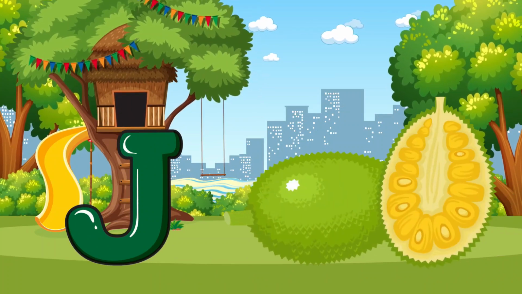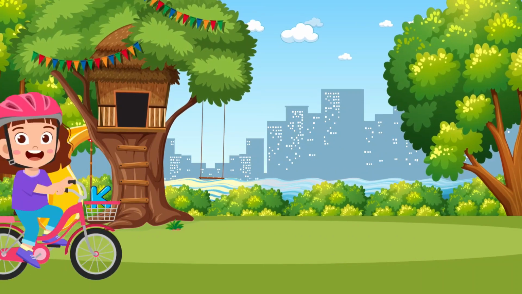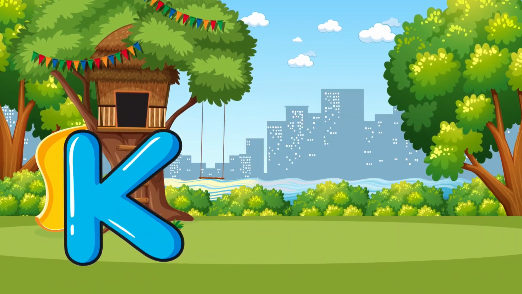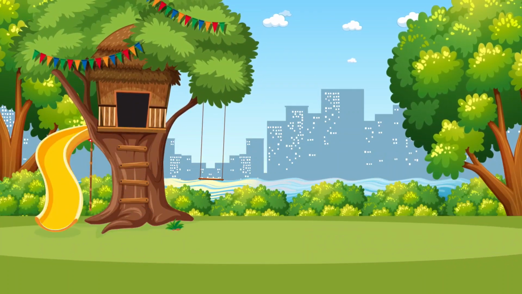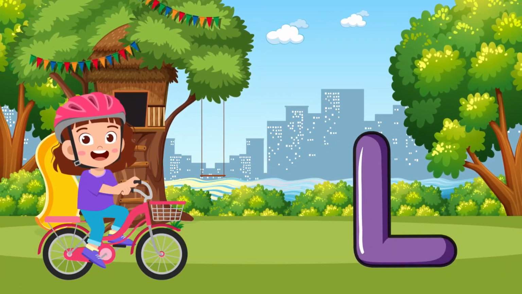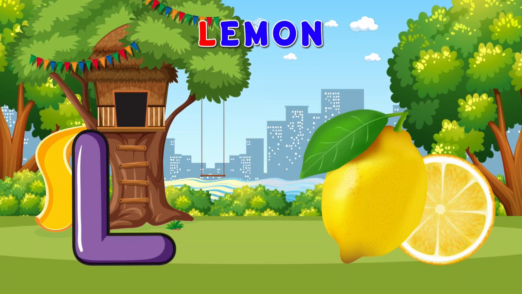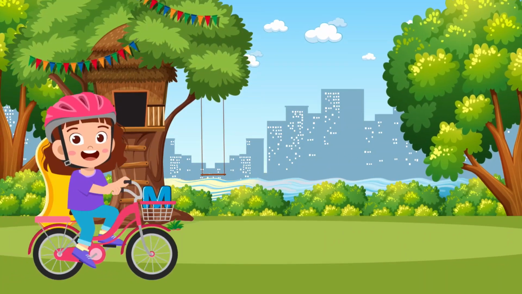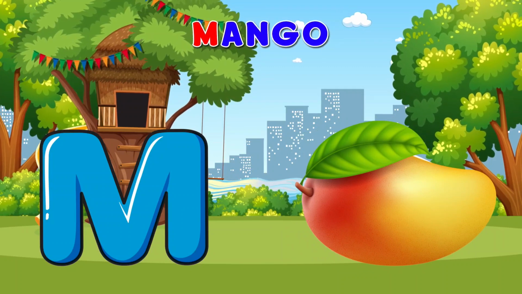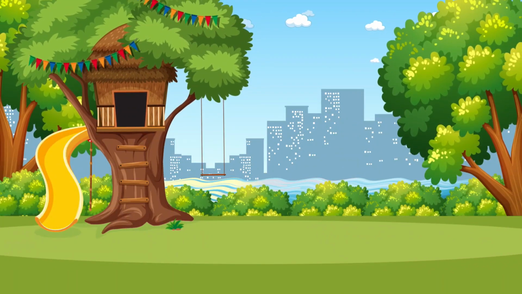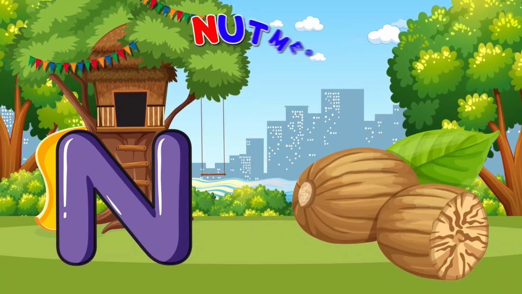J is for jackfruit. K is for kiwi. L is for lemon. M is for mango. N is for nutmeg.